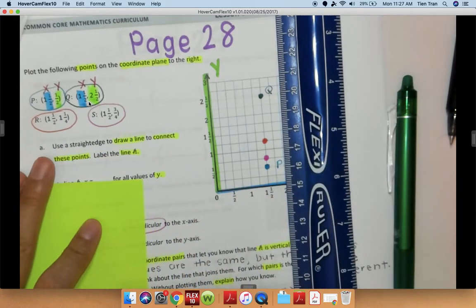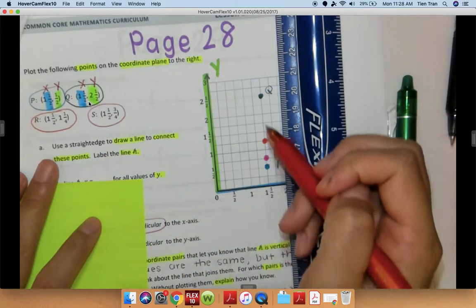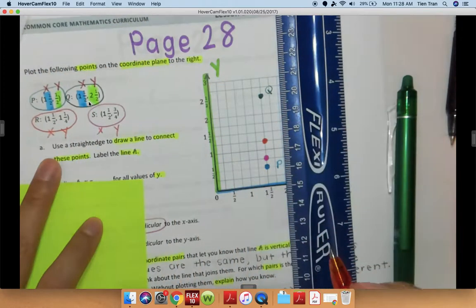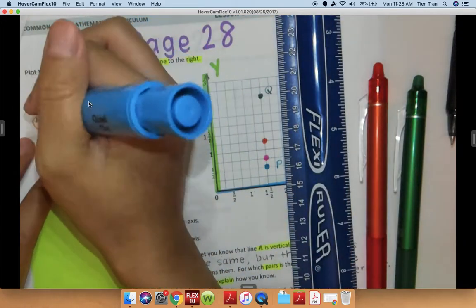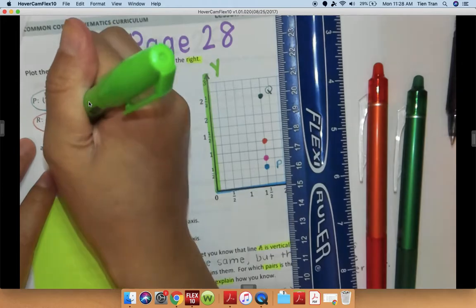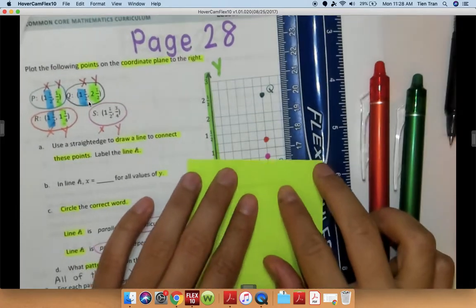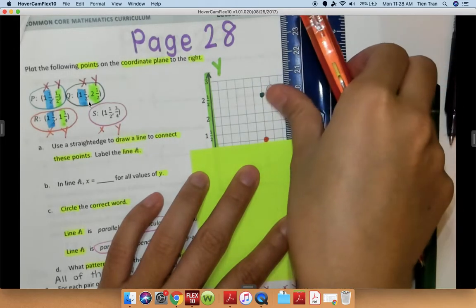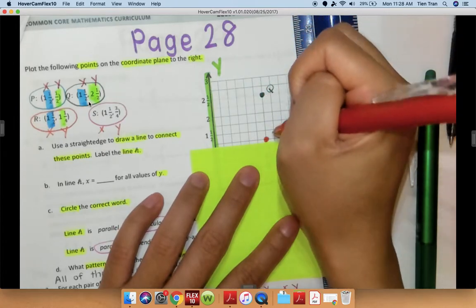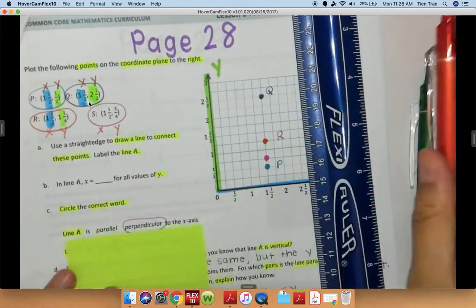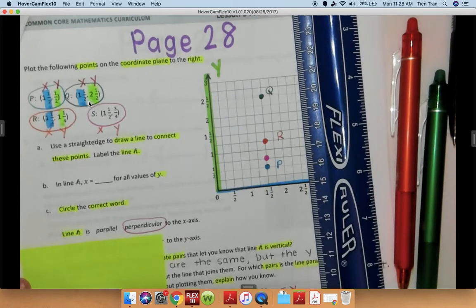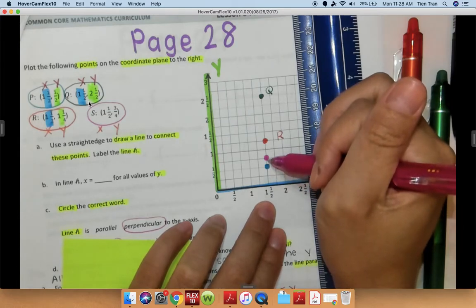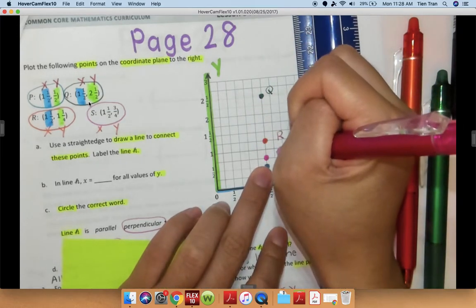The next one I have is 1 and 1/2. Again, my x coordinate is the same, and my y coordinate is going to be 1 and 1/4. So I'm going to move up all the way to 1 and 1/4, which is right here, and I'm going to label that coordinate R. My last one is the letter S, and it asks me to move 1 and 1/2, and I'm moving up to 3/4. And 3/4 is right here, so I'm going to label that S.